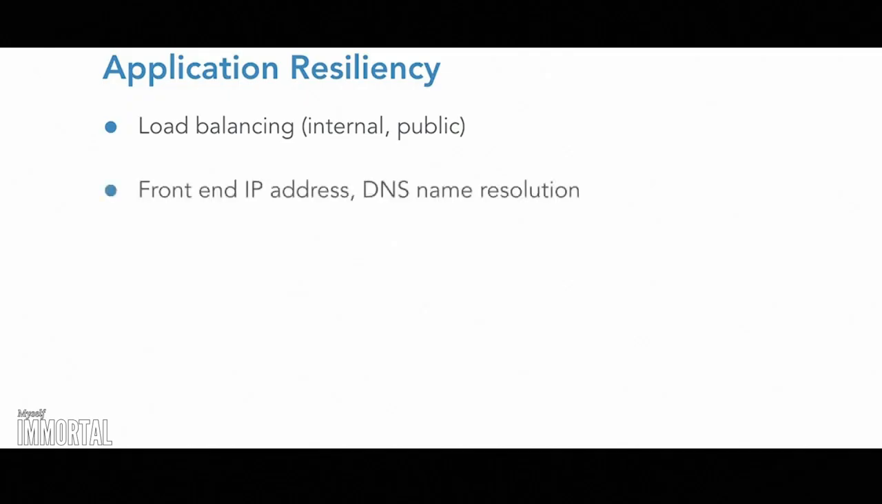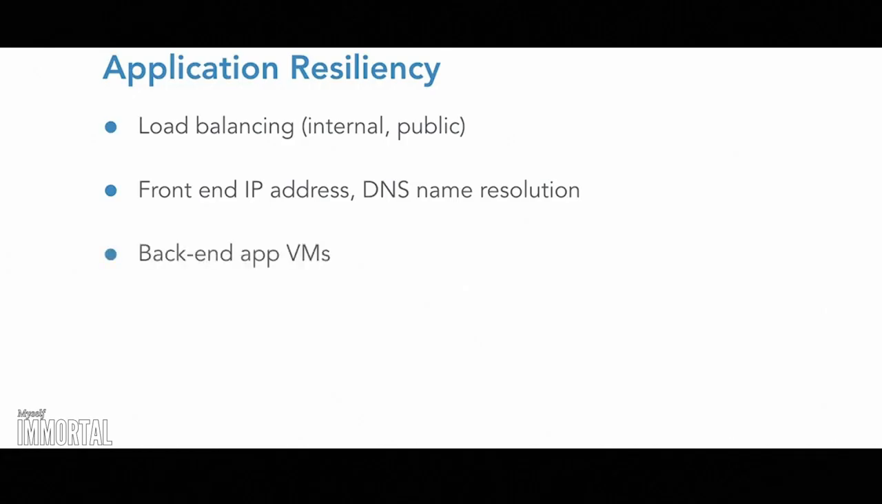Finally, we have to consider application resiliency to make sure that an important application remains available. And we could do this through load balancing. You could load balance internal line of business applications used only by employees, or you could load balance a public-facing web app. The idea is that you've got a front-end IP address, and DNS needs to resolve the name of the app to that IP, so client requests are directed to the load balancer front-end IP address, which then determines where the request will be sent to in the backend.